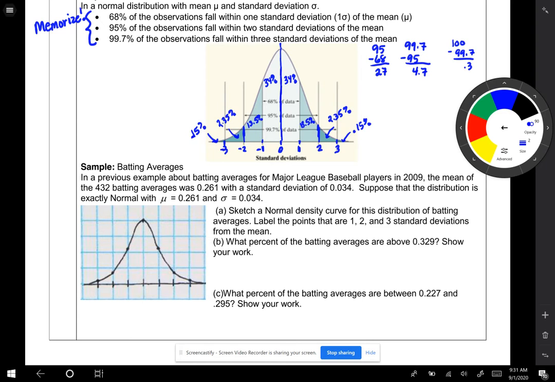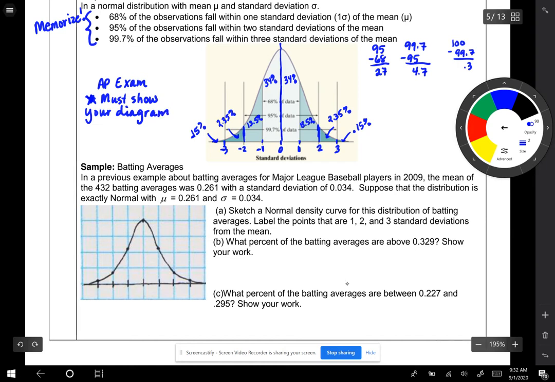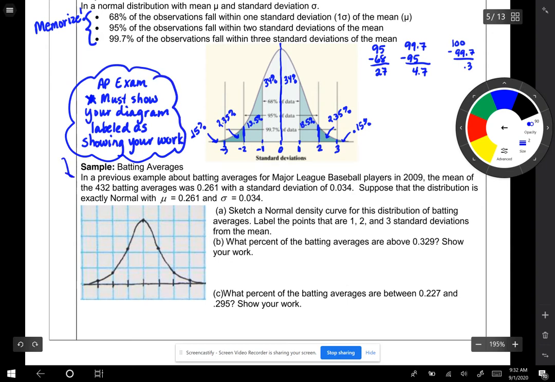And now we're just going to do examples. For the AP exam, if you're asked questions about the normal curve, you must show your work with a diagram, labeled. That relates to this sample problem right here.